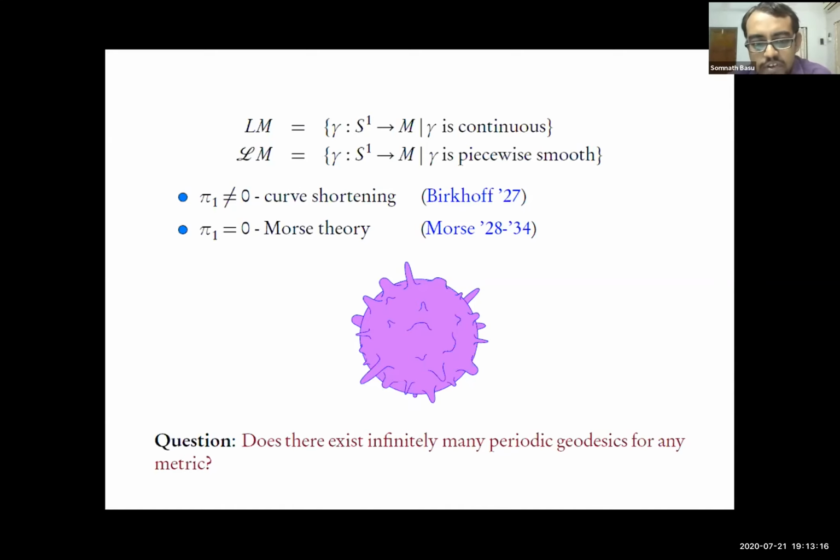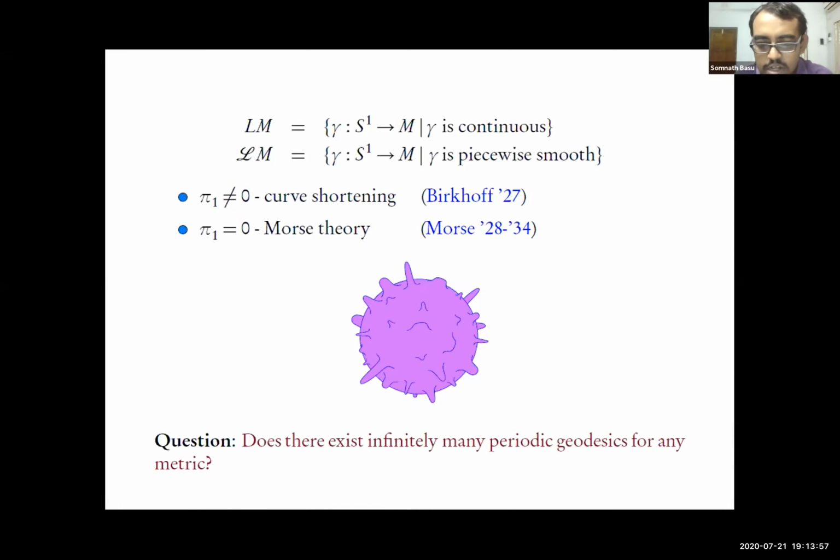Let me ask a different question. Do there exist infinitely many periodic geodesics for any metric? I should be clear here. When I say periodic geodesics, I obviously mean distinct periodic geodesics. If I take a geodesic gamma and gamma squared, I would call them the same geodesic because the image of gamma and the image of gamma squared are the same. So I mean distinct periodic geodesics, and I'm asking whether there are infinitely many of them. Forget one of them. So it's an even stronger question. Fortunately, the answer in some of the cases is in the affirmative.